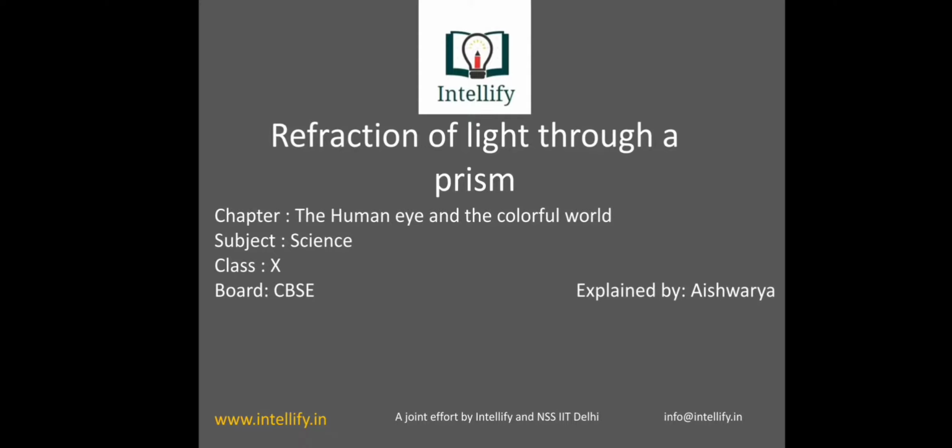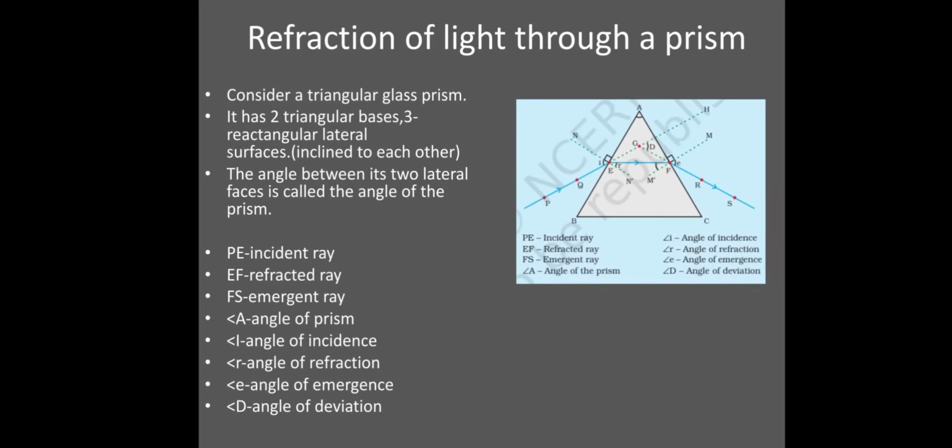This belongs to the chapter The Human Eye and the Colourful World, which is the subject of science class 10th. We saw how light gets refracted through a rectangular glass slab in the earlier video. In the same way, we will see how the light gets refracted through a prism.